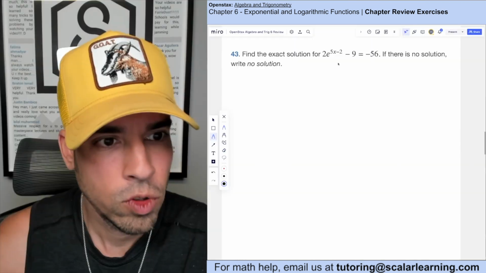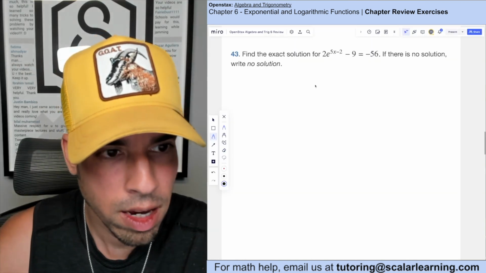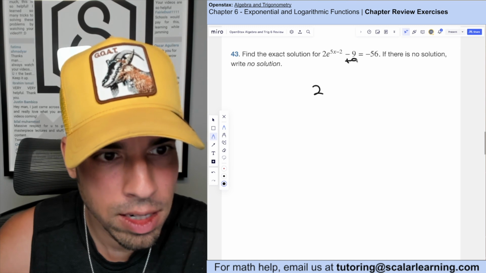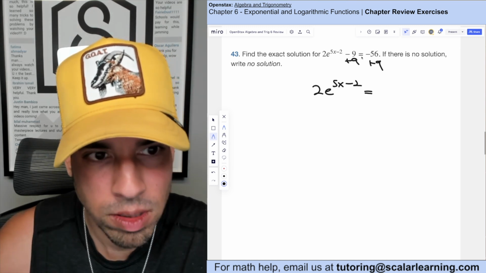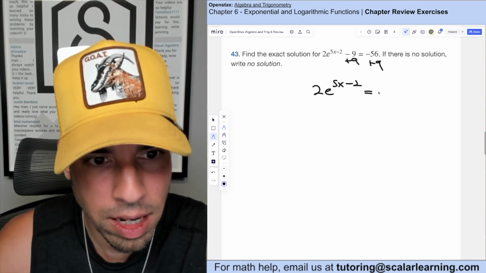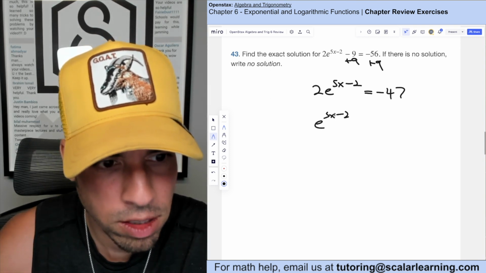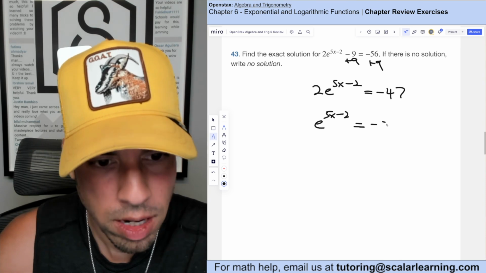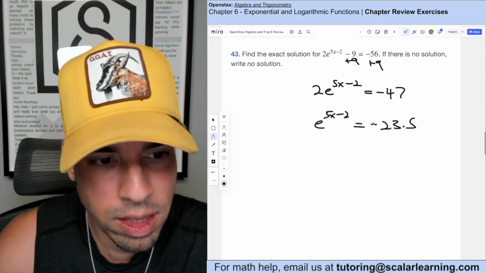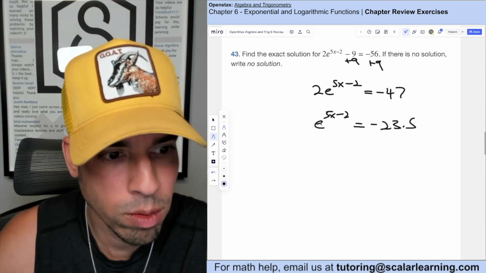Boom, done. So for this one, we're going to start by trying to isolate this x. So first, I'm going to add 9 to both sides. So that negative 56 plus 9 is negative 47. Then I'm going to divide both sides by 2, and I get e to the 5x minus 2 equals negative 23.5.